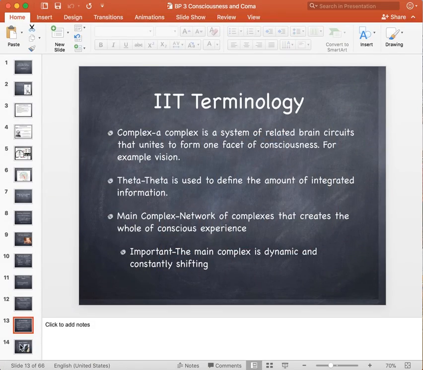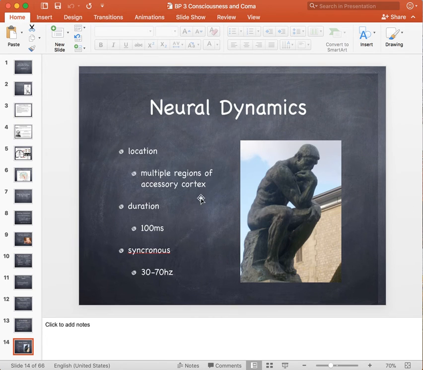And a final thought here: what binds all that together? It seems to be this very important rhythm called the gamma rhythm, which is really high frequency. We don't see it on EEG. It's 50 to 70 hertz, but it's really important. It's this synchronous neural dynamics in the 30 to 70 hertz range.